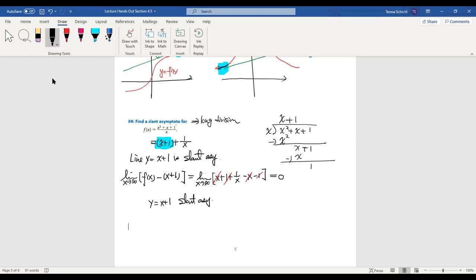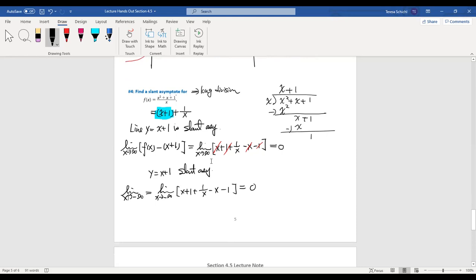Okay, and in the same way, if you let the limit of x approach negative infinity, you will have the same values. Then you still have x plus 1 plus 1 over x minus x minus 1, so it's still going to approach zero here. That means y equals x plus 1 is the slant asymptote on either side.